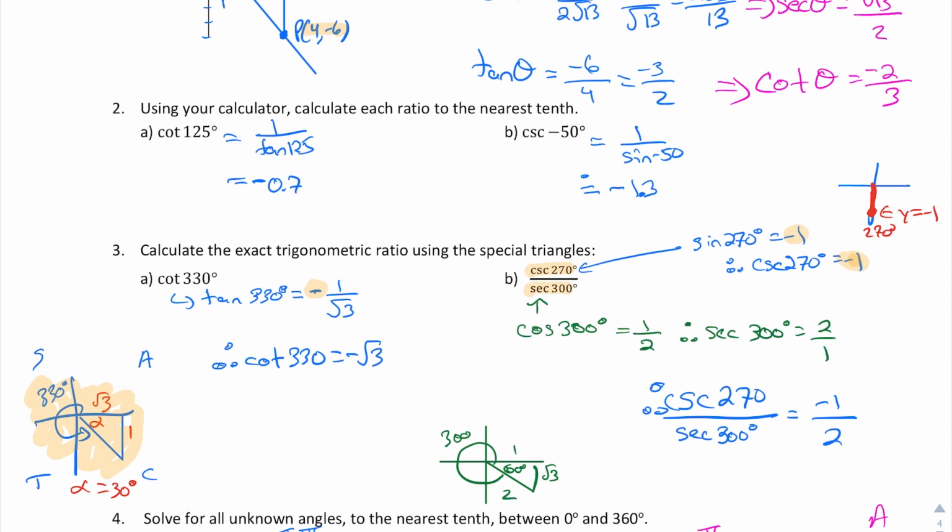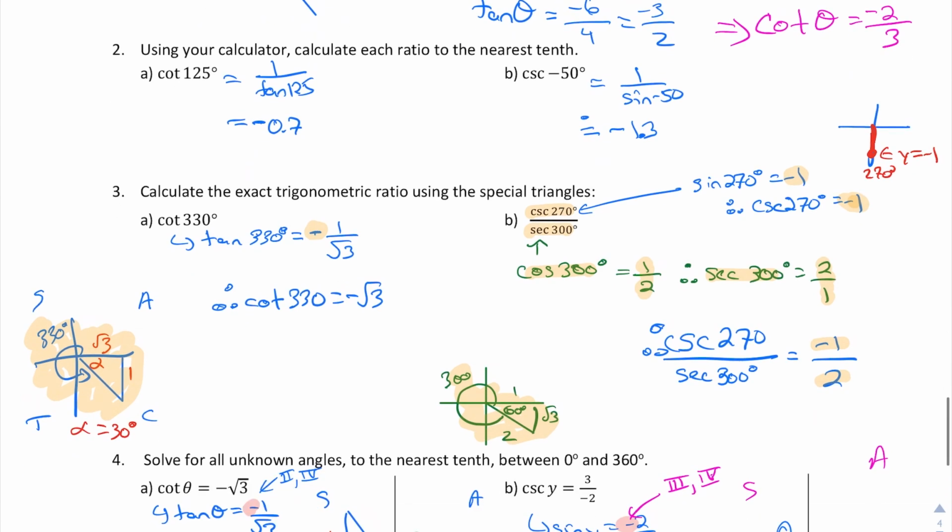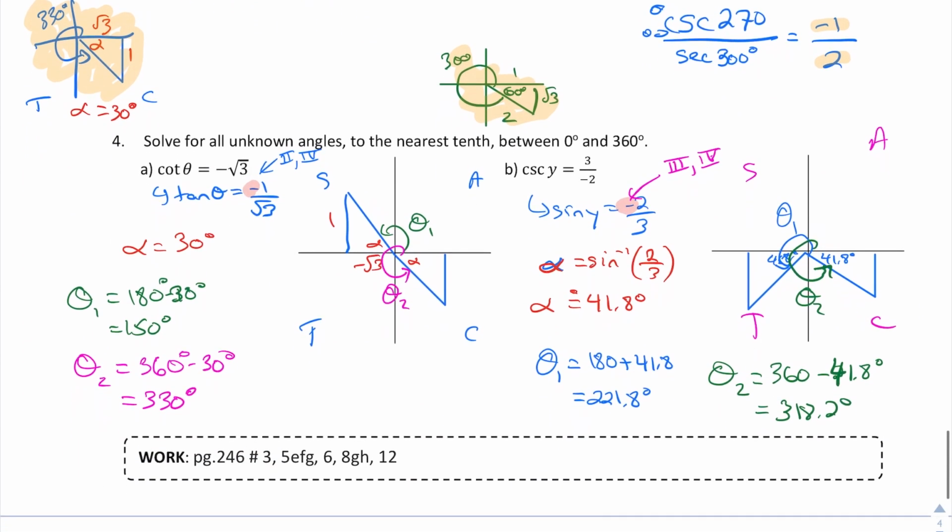Next one is secant of 300. So again, change to cosine. Cosine of 300, you can draw this if you need to, figure it out. Related acute angle 60, so that makes this 1/2. Therefore, secant of 300 is the reciprocal of 1/2, which is 2 over 1. So now we've got all of these values, we can plug them in. So you end up with just negative 1 over 2. Not too bad. Next one, again, a bit trickier.